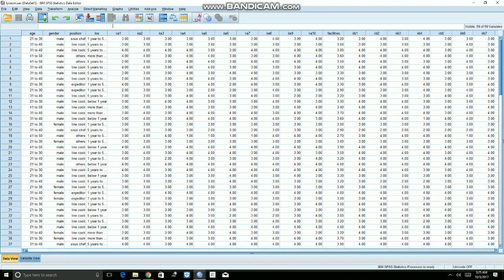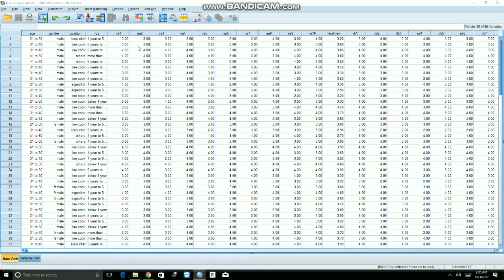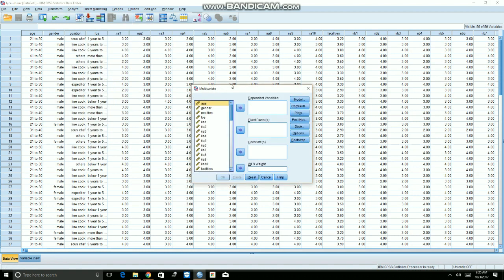So how do we use this MANOVA test in SPSS? First, we click Analyze. Next, we go to General Linear Model and select Multivariate, or the MANOVA test. It shows different variables, but we will use the length of service as the independent variable, as a fixed factor, and in the dependent variables we have three: safety, health, and benefits.